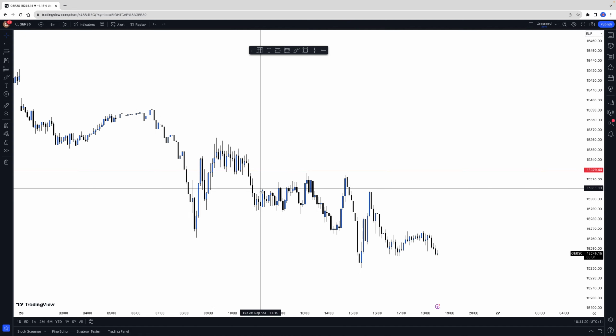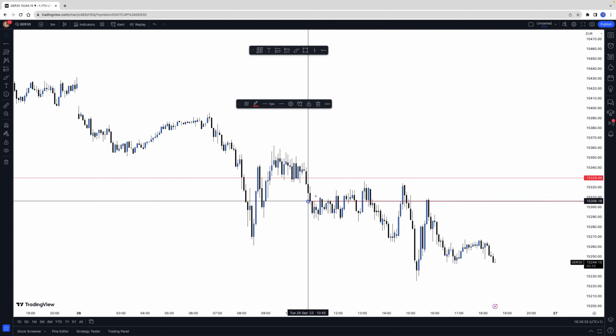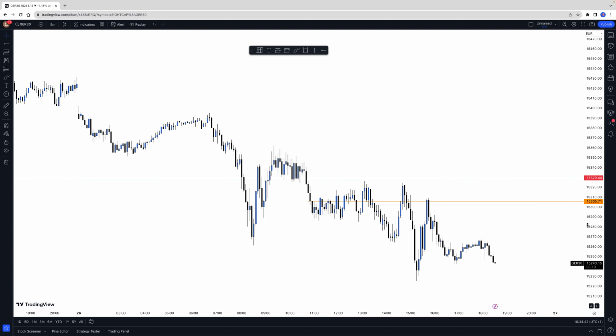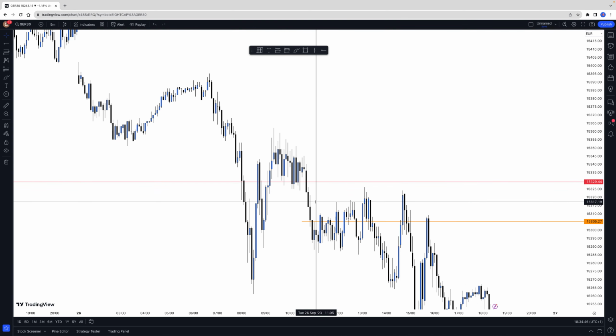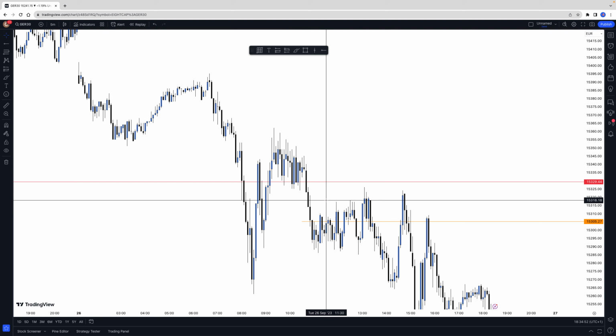So if we cannot close here. Okay, cool. We broke structure to the upside from this 5 minute high right here. Oops, let me drag it. We broke structure to the upside from this 5 minute high with the orange line. Notice how it broke structure, but it doesn't mean anything, because the 4 hour time frame holds a lot more power than the 5 minute.